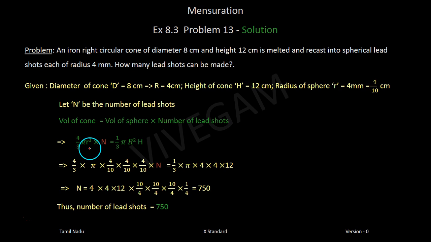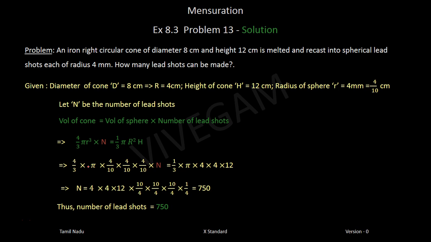So substitute all these values, you'll get 4 by 3 into pi into radius is 4 by 10 into 4 by 10 into 4 by 10 into n, which is the number of lead shots, will be equal to 1/3 into pi. This is for the cone. Okay, this is for the spherical side, this is for the cone. So 1/3 into pi into radius is 4 centimeter, okay, into 4 into height. So if you look at it, this 3 and this 3 will cancel. Pi will get cancelled both sides.